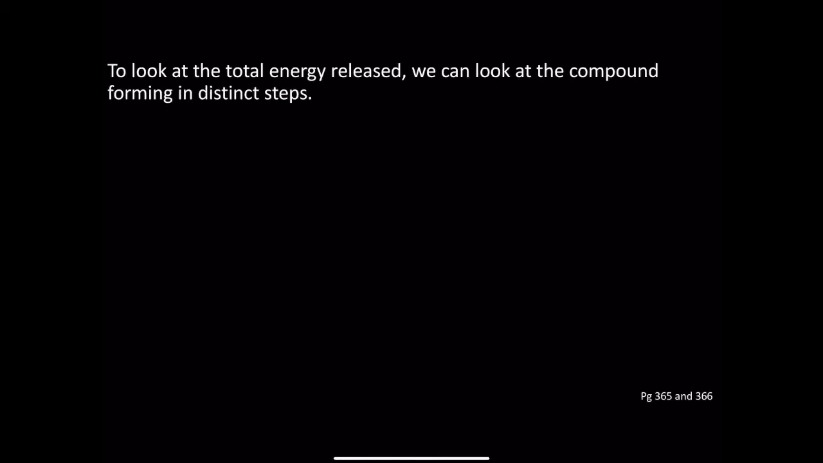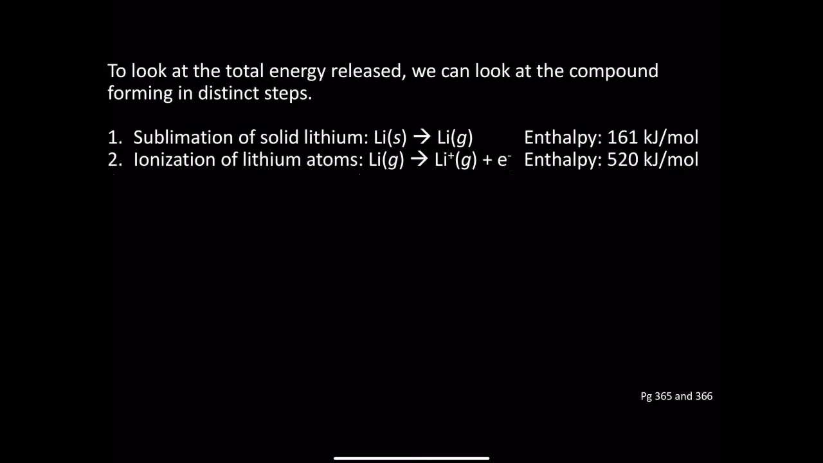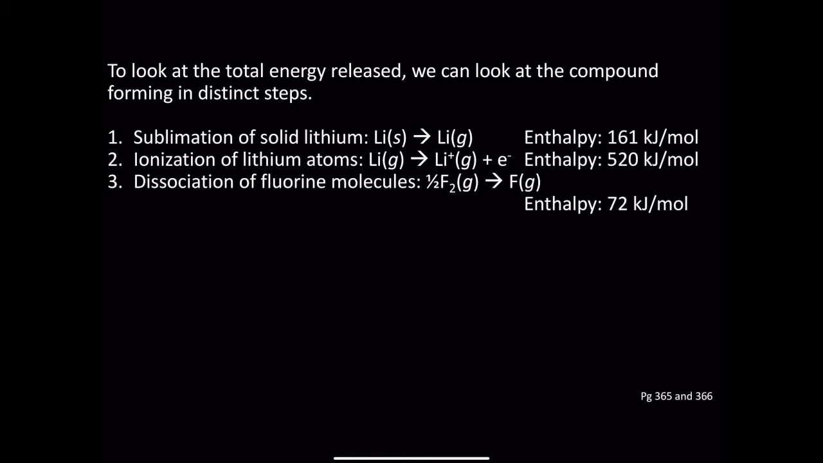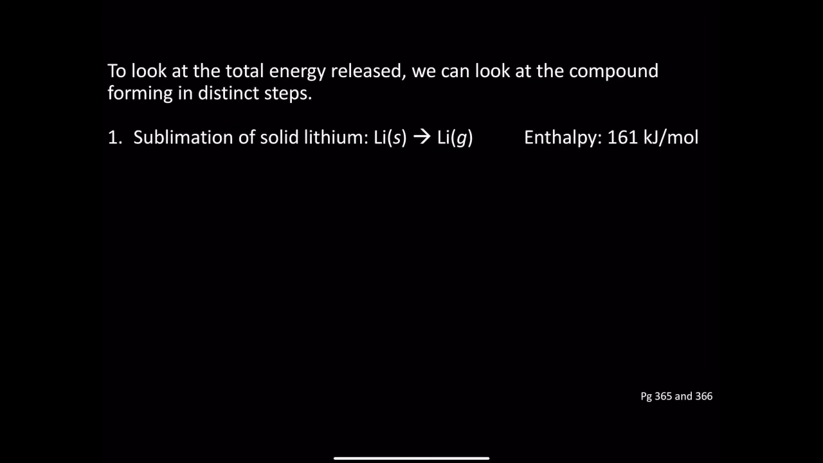Now, when we're looking at the total energy released, we can look at the compound forming in distinct steps. Okay, so here's an example. We're looking at the formation of lithium fluoride. Okay, and so individually we look at each step. Solid lithium has to become gaseous before it will actually bond with fluorine. Okay, so the process for that requires 161 kilojoules per mole, okay?